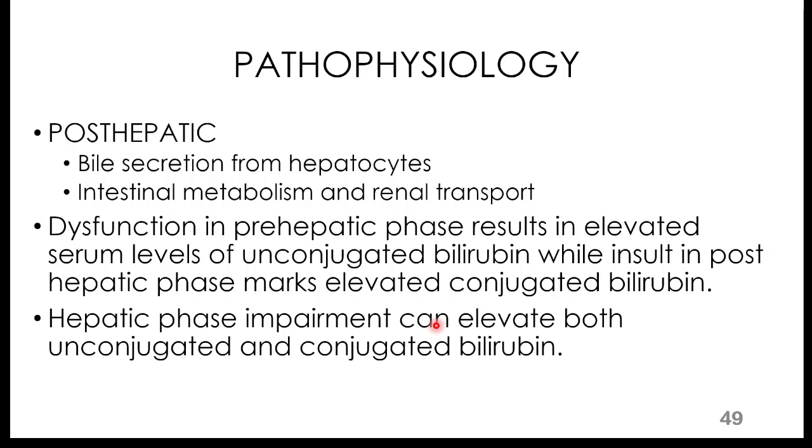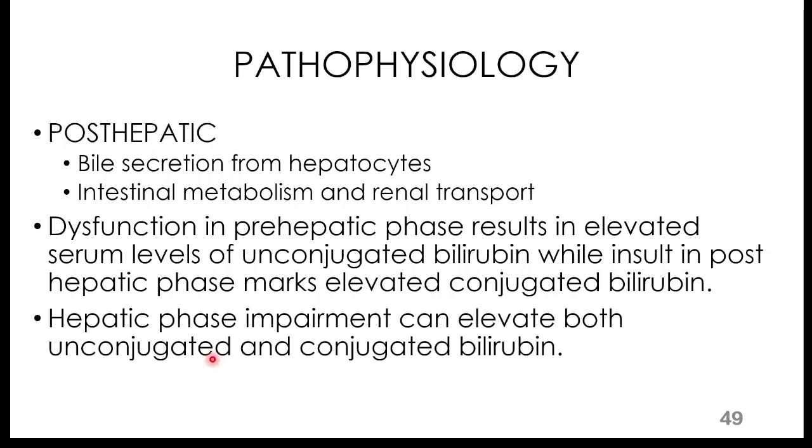All right. So dysfunction in the prehepatic phase will result in elevated unconjugated bilirubin, because the bilirubin hasn't gotten to the liver yet, so it cannot be conjugated. So most of it will be unconjugated. But in the post-hepatic phase, the bilirubin has already passed through the conjugation systems of the liver, and so the hyperbilirubinemia will be conjugated or direct.